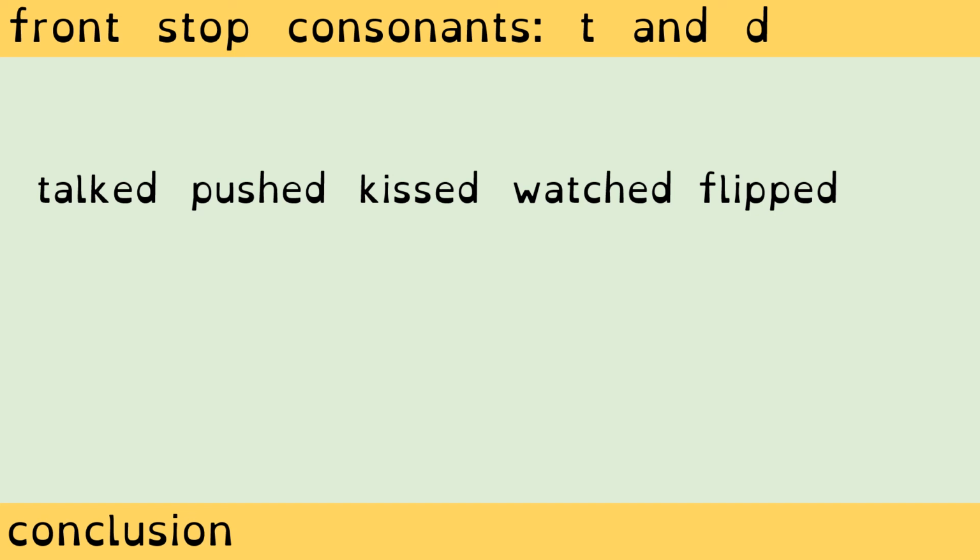How about these words? Talked, pushed, kissed, watched, flipped. The D at the end of each of these words is pronounced like a T, isn't it? Or another way of saying it is that we unvoice the D at the ends of these words. My main point is that T and D are related. T is the unvoiced version. D is the voiced version. Sometimes we voice the T, sometimes we unvoice the D.